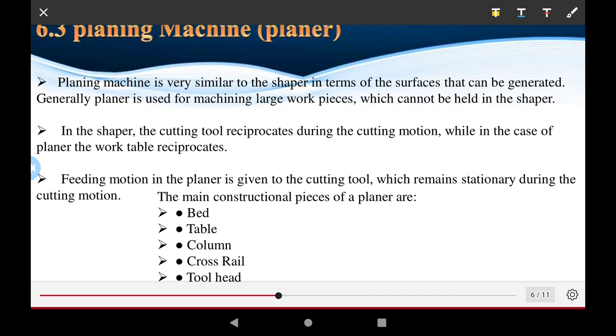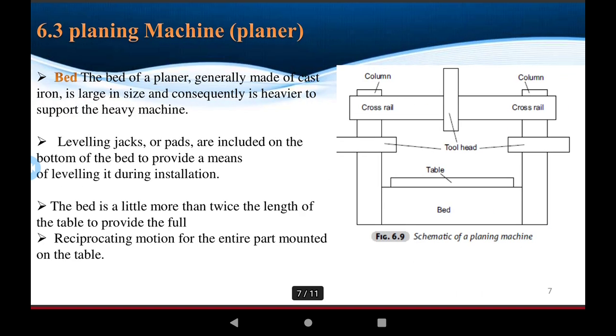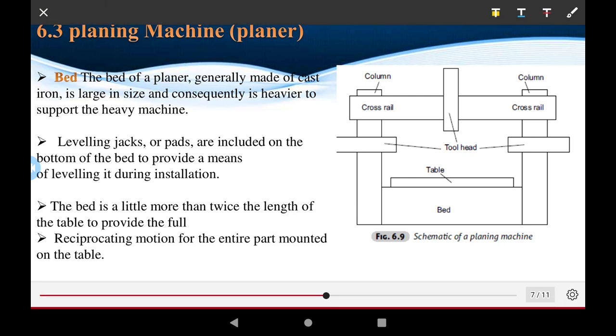The tool head holds the tools, and the tool performs the work. This is the planer machine and its parts.